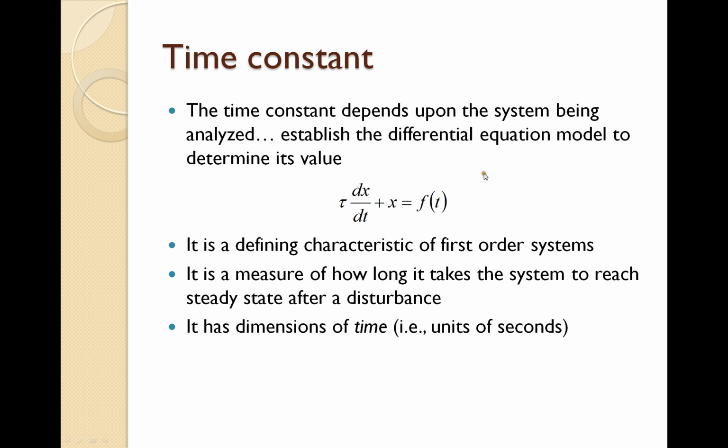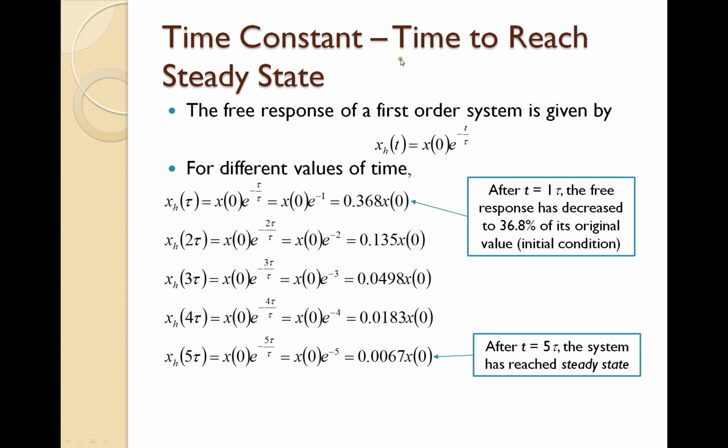So a time constant here tells us the time to reach steady state. And we'll have to define what steady state is in just a minute. But we know that the free response, or the homogeneous response, of a first-order system is given by this general equation right here. We have some initial condition and then an exponential decay back down to 0.